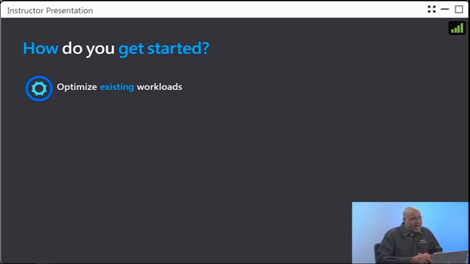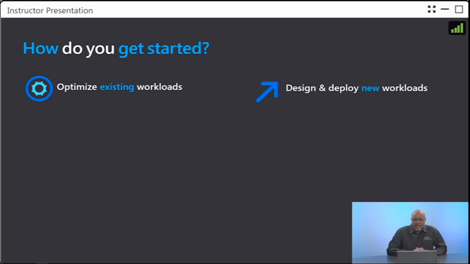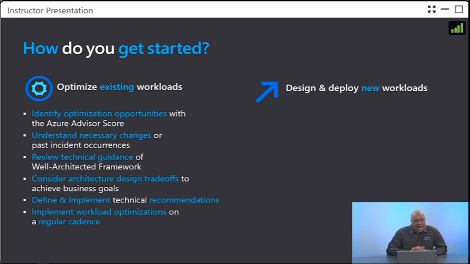In terms of optimizing existing workloads and designing and deploying for new workloads, here are some of the tools you can use for optimizing existing workloads. You can look at opportunities and recommendations to improve your workload by using a service called Azure Advisor. And the Azure Advisor will generate an Azure Advisor score. Azure Advisor is a recommendation engine. And so it will analyze your workload and report back what you can do in terms of improving the quality of your workload as it compares it to the guidelines given to you by the Azure Well-Architected Framework.